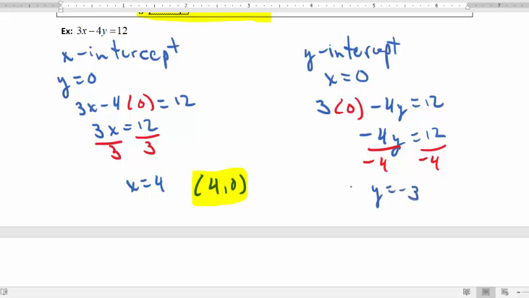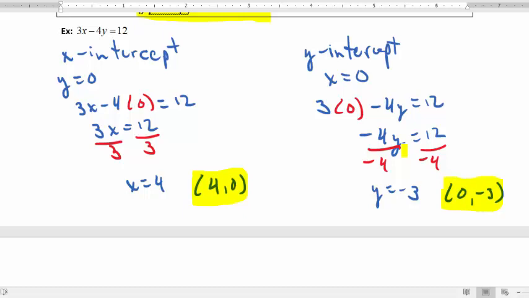But again, this is an ordered pair. Y is negative 3, x was 0. So it's the ordered pair 0, negative 3. So that would be your y-intercept, right? And then this is actually the first way that we can graph lines, right? Just find the intercepts and then connect them.